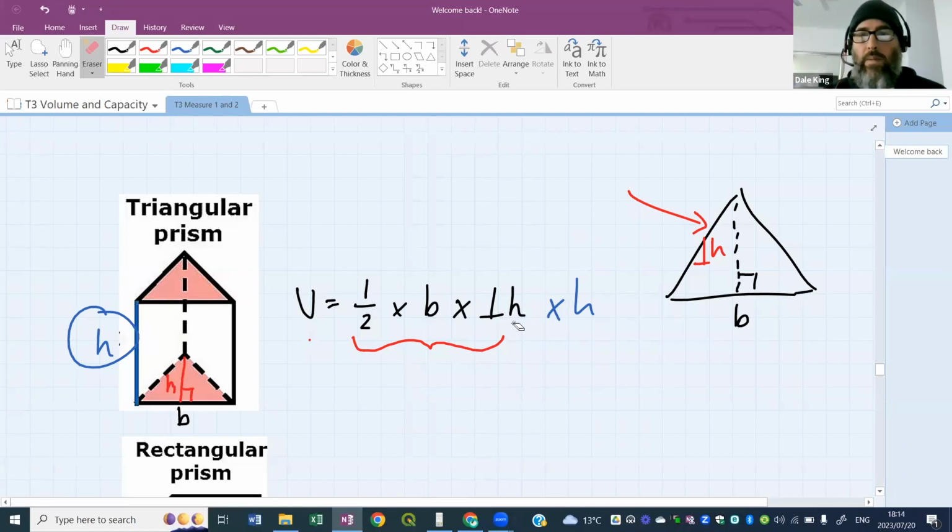So we're going to come up with a problem just now where, for example, the perpendicular height could be 4 centimeters, and then the height of the triangular prism could be 10 centimeters. So we can't say H squared because they're different. You happy that they're definitely two different heights? Yeah. All right. So just remember that one height is from the triangular base, and the other height is from the triangular prism.